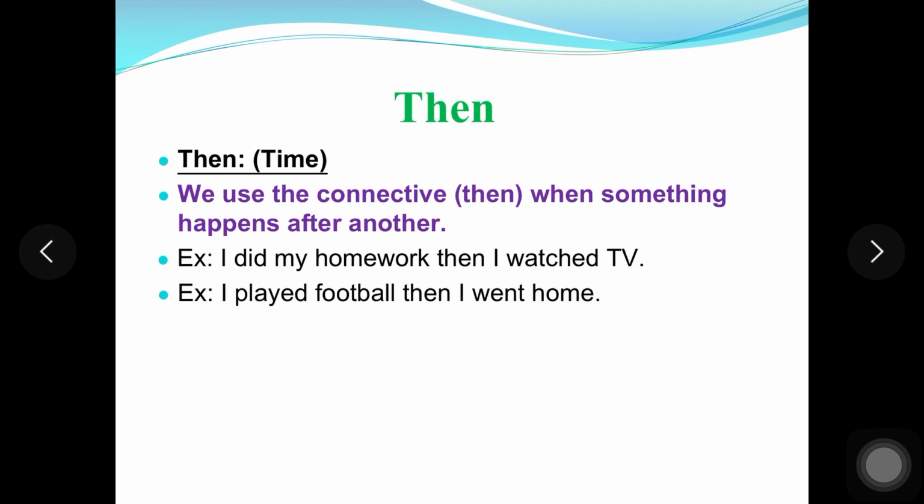So we have five different connectives. I have and, which is used to add information. I have but, and but is the opposite. And I have because, and because is for reason. And I have so, and so is for cause and effect: something happened and it's a result that the other thing happened. And then is used to indicate time.